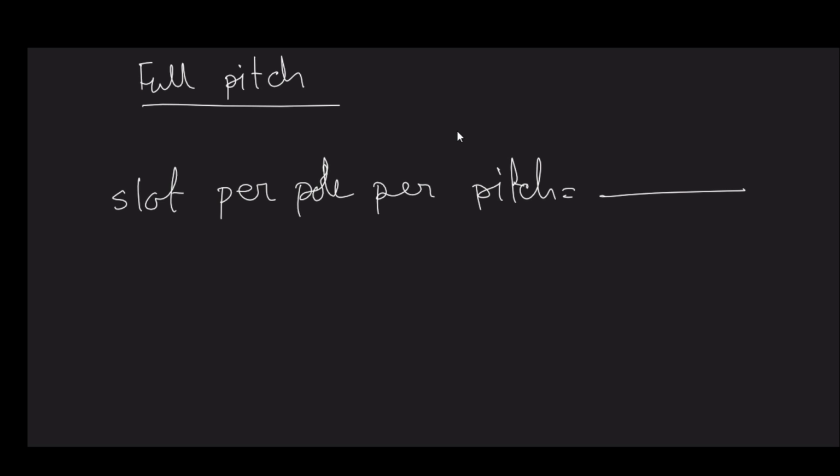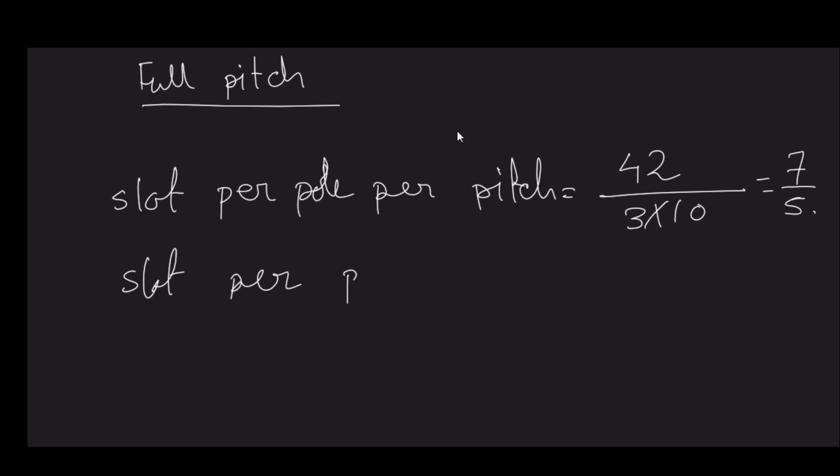Anyway, if you find out the slot per pole per phase, what number you will get? That is 42 by 3 into 10, so 7 by 5. Clearly it is not that good a way to do it. However, there is a common factor. We have already found slot per phase. So slot per phase is 14, and all the phases should produce what? You are having 3 phase winding, A will get 14, B will get 14, and C will get 14, right?